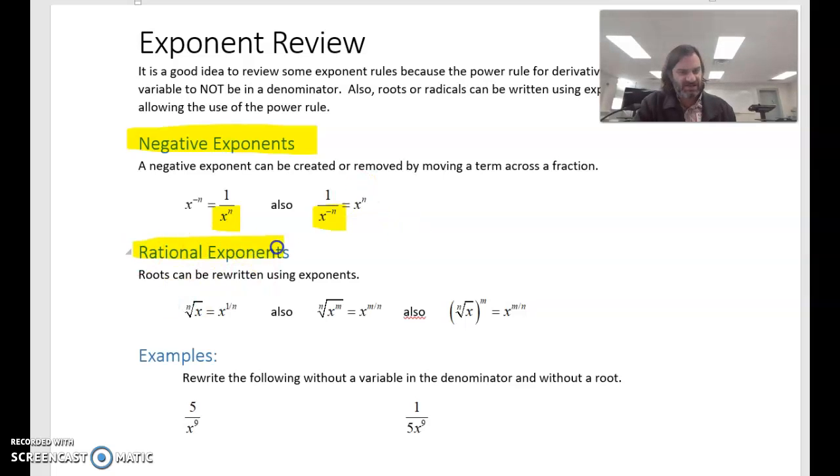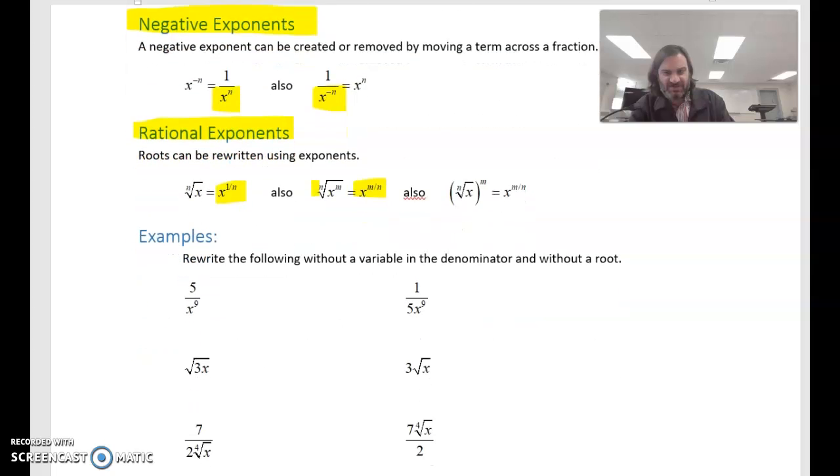The other thing is rational exponents. If you have an exponent that is a fraction, the denominator of that really means a root. So the nth root of x can be written as x to the 1 over n. Or the nth root of x to the m can be written as x to the m over n. Okay? So we can get our fractional exponents this way.